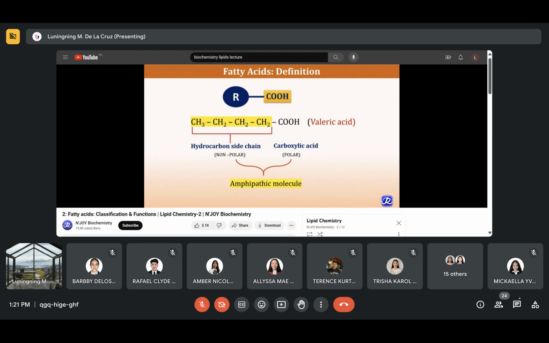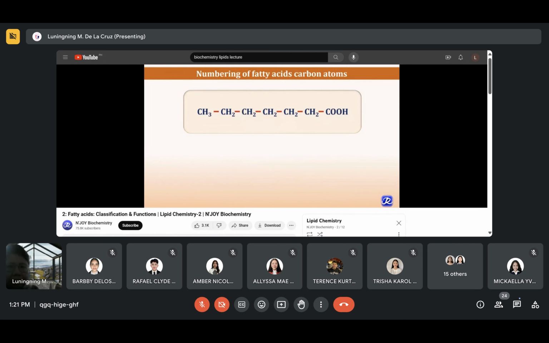In human, monocarboxylic aliphatic acids are found and these fatty acids usually occur in esterified form. And free fatty acids are transported in circulation bound to albumin. Now let's see how numbering of carbon atoms is done in fatty acids. This is the example of fatty acid.